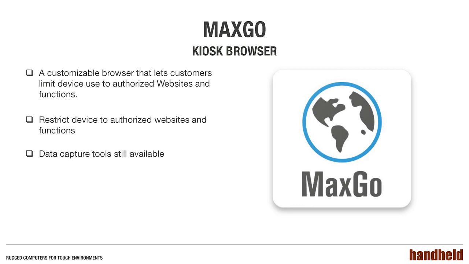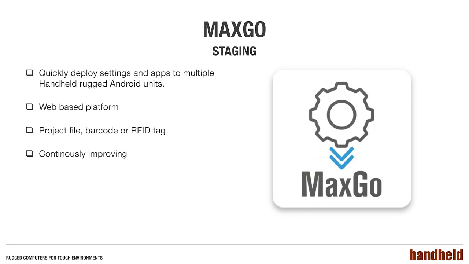So the third application then, together with MaxGo Kiosk Lockdown and MaxGo Kiosk Browser, which is a browser lockdown, we also have MaxGo Staging, and this is one of the larger application software packages that we're introducing today. MaxGo Staging helps with enrollment, to quickly deploy settings and apply rules to our Android units.